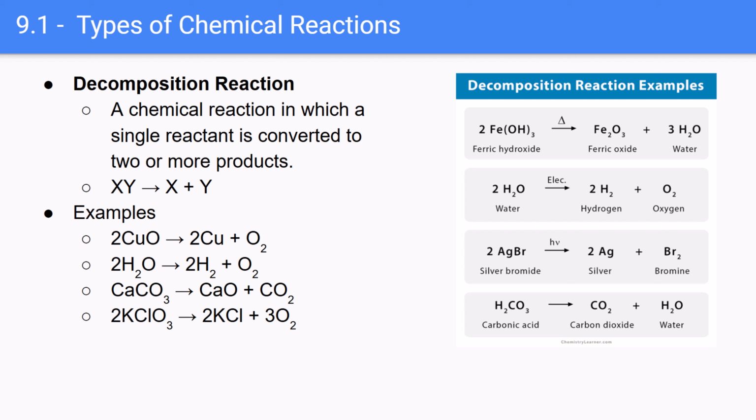Looking at the first example there, we have iron hydroxide, and that decomposes into iron oxide and water. Water itself decomposes into hydrogen and oxygen. Silver bromide can decompose into silver and bromine, carbonic acid into carbon dioxide and water. Again, the nature of this is that 1 reactant ends up becoming 2 products on the product side of your equation.